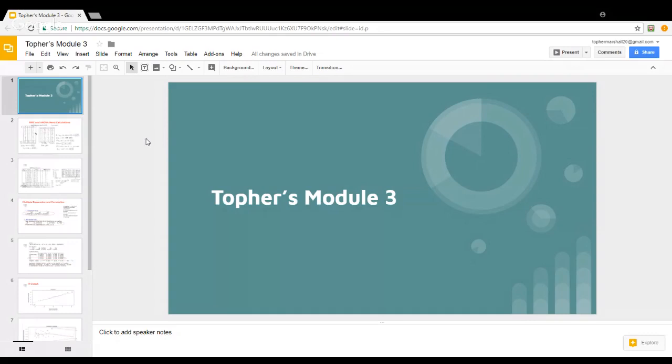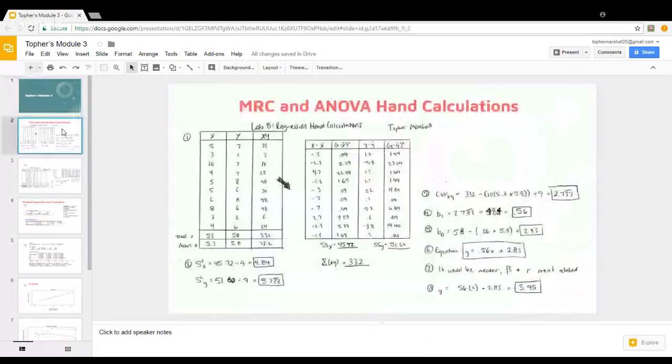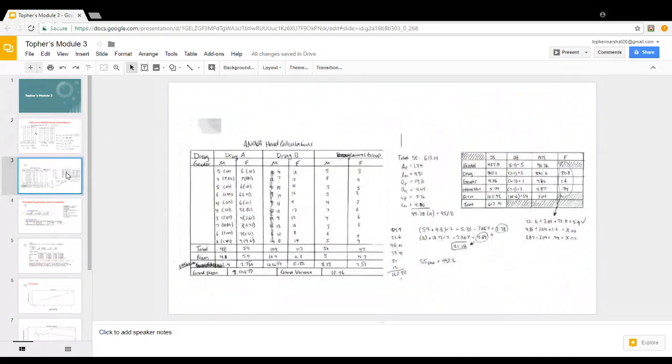So I'm going to go ahead and run you guys through my module 3. This is Topher. I'll go ahead and let you guys see here the hand calculations for regression lab 8. You can pause here at any time and take a look, and the same for ANOVA. So here you go, hand calculations for ANOVA. All right, so I'll just go ahead and jump in.